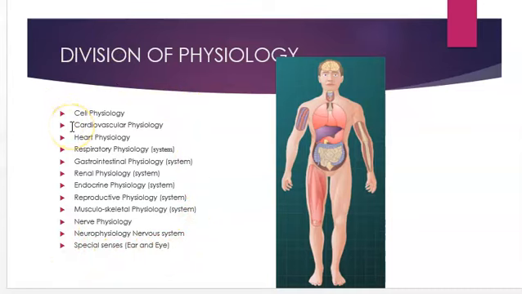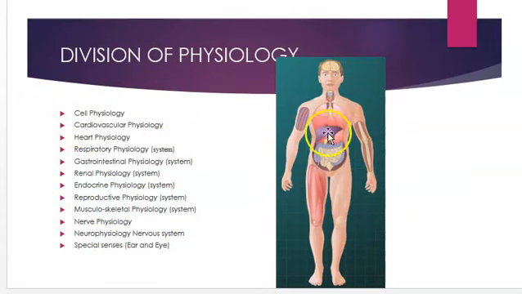First of all, we will study cell physiology, then cardiovascular physiology, the CVS, the heart physiology, then the respiratory system, the GIT or gastrointestinal system, the renal physiology or kidney, the endocrine system about the glands and hormones, the reproductive system, then the musculoskeletal system, the nerve physiology. We will study our nervous system, the neurophysiology, and the special senses, which will include the ear and eye. So we are going to study all of these systems in human physiology.